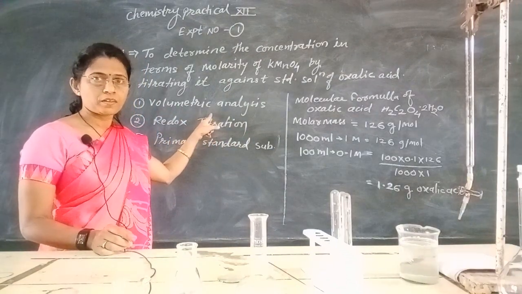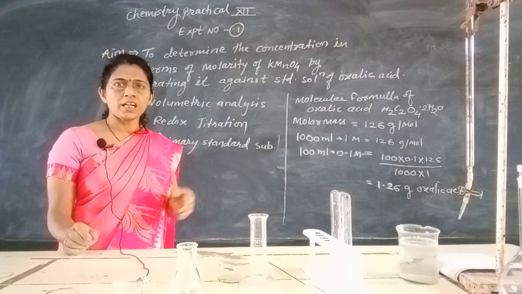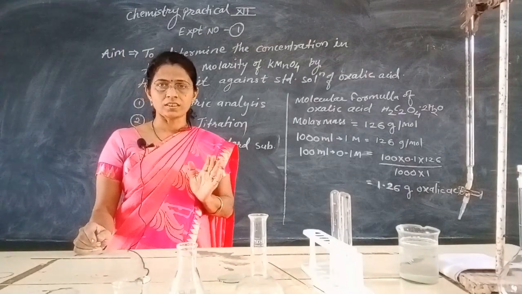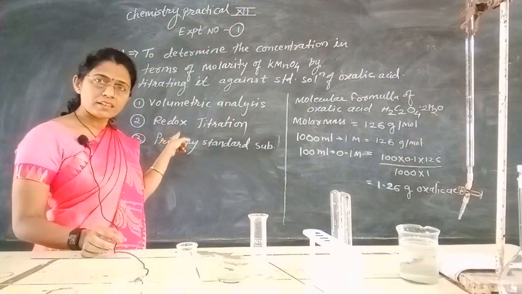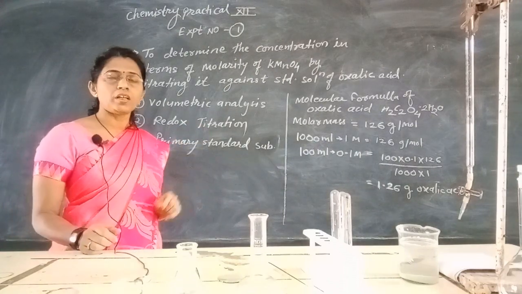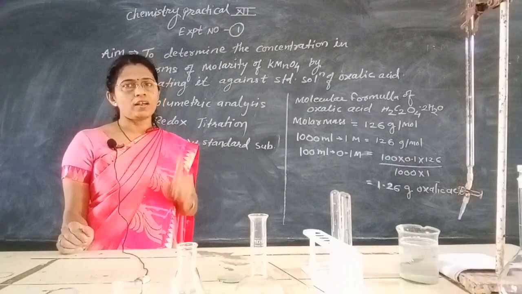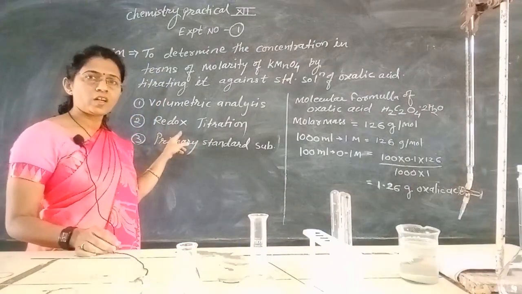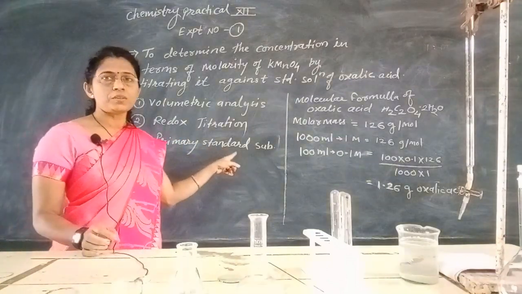This first experiment is also called a redox titration. You know that a redox reaction means the reaction where oxidation and reduction take place simultaneously. In redox titration, we react an oxidizing agent with a reducing agent. In this experiment KMnO4, that is potassium permanganate, acts as an oxidizing agent while oxalic acid acts as a reducing agent, and that's why it is called redox titration. Third term, primary standard substance.